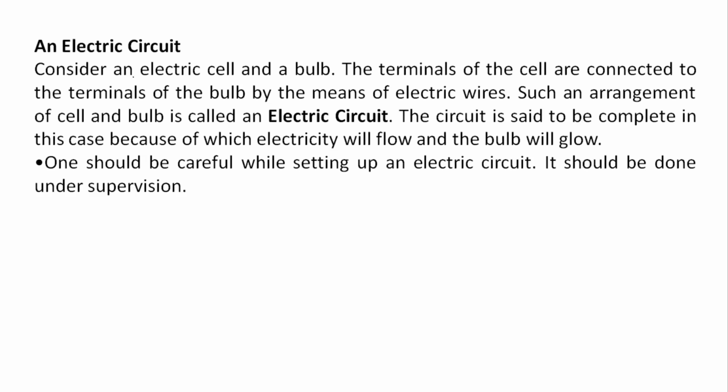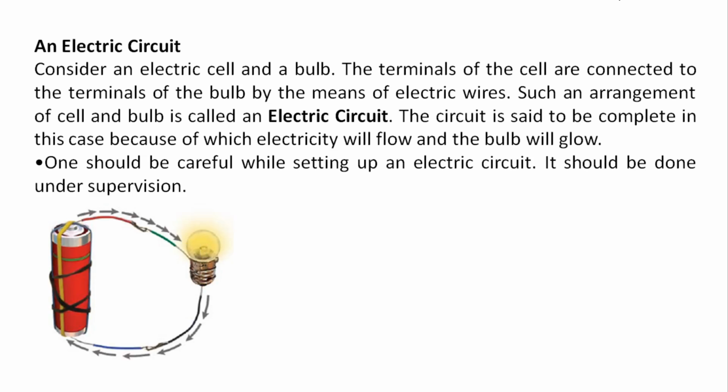Let's see. Consider an electric cell and a bulb. The terminals of the cell are connected to the terminals of the bulb by means of electric wires. Such an arrangement of cell and bulb is called an electric circuit. The circuit is said to be complete in this case, because of which electricity will flow and the bulb will glow.